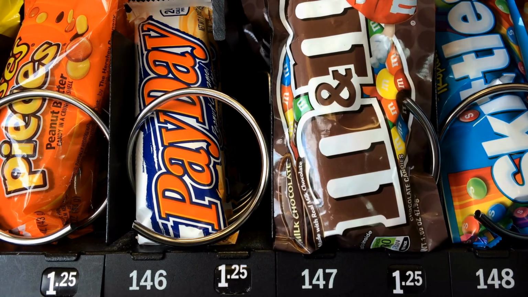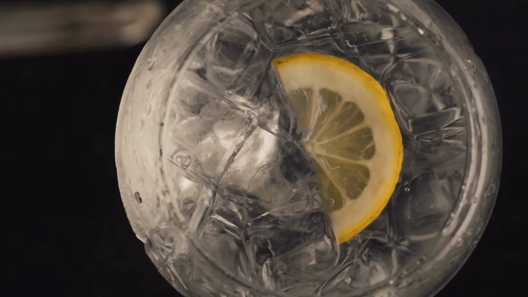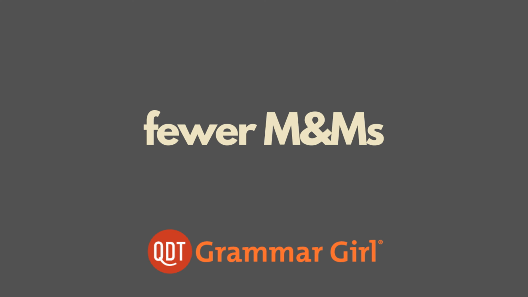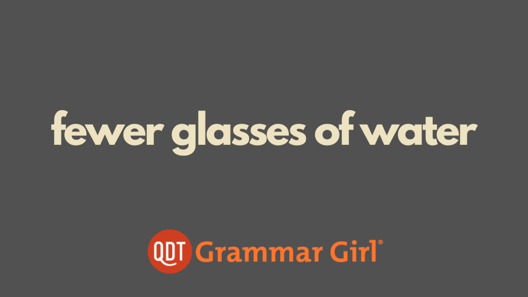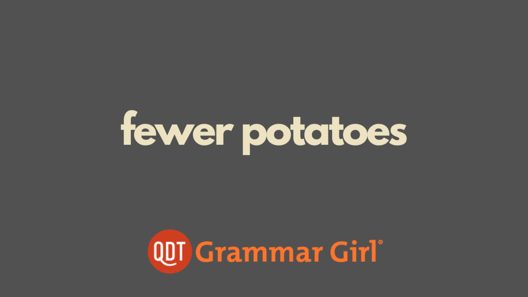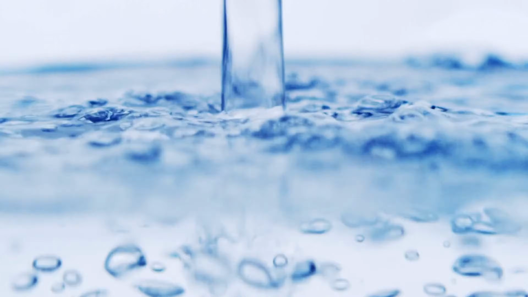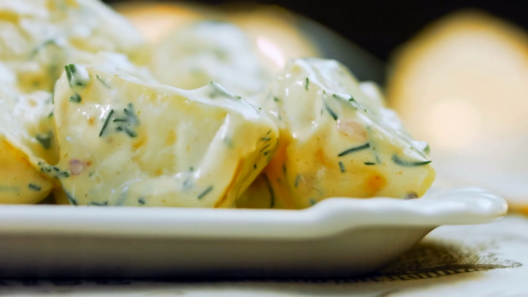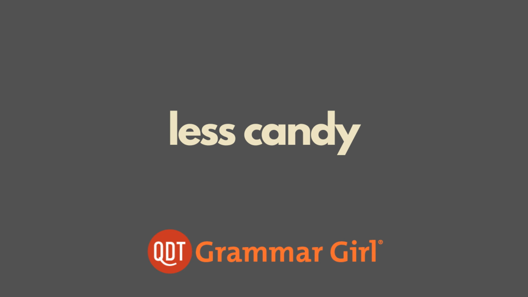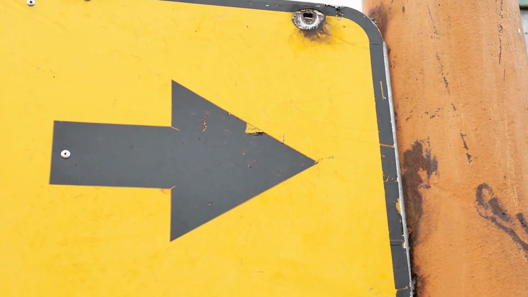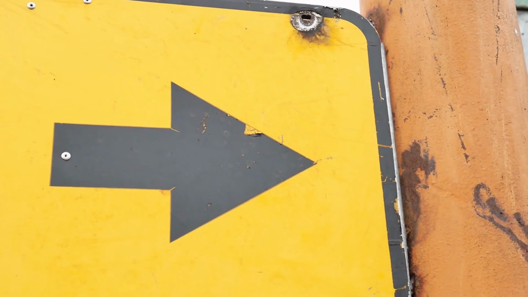So you can count M&Ms, glasses of water, and potatoes. So maybe you eat fewer M&Ms, serve fewer glasses of water, and buy fewer potatoes for the salad. But you can't count candy, water, or potato salad. So you eat less candy, observe that the lake has less water, and make less potato salad for the next potluck. As I said, that's the simple rule, and the one you'll hear most often.